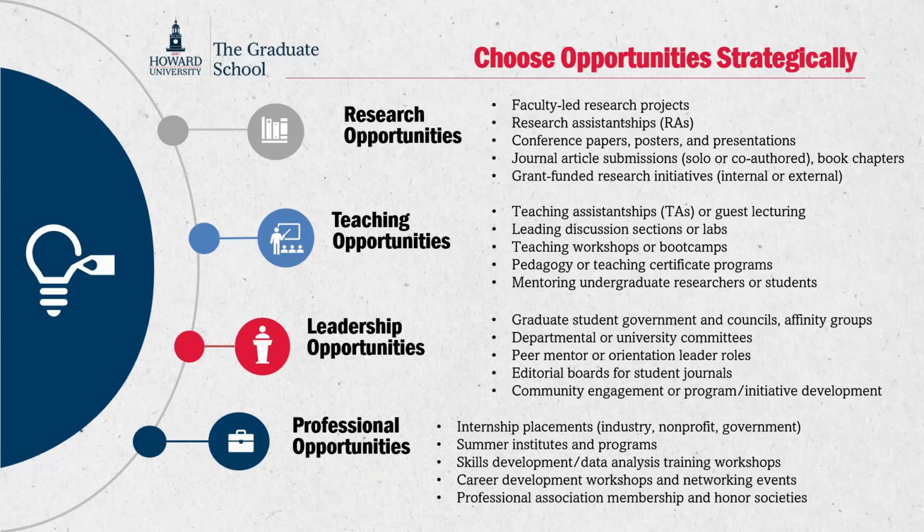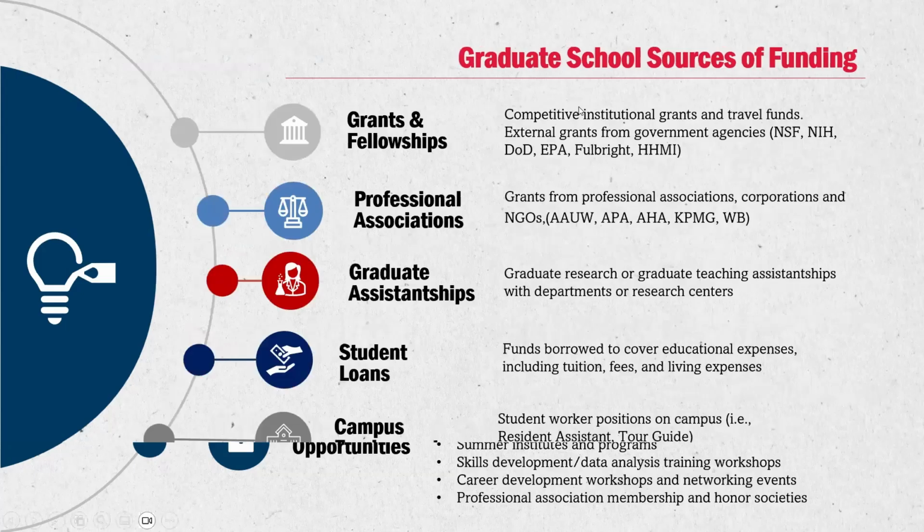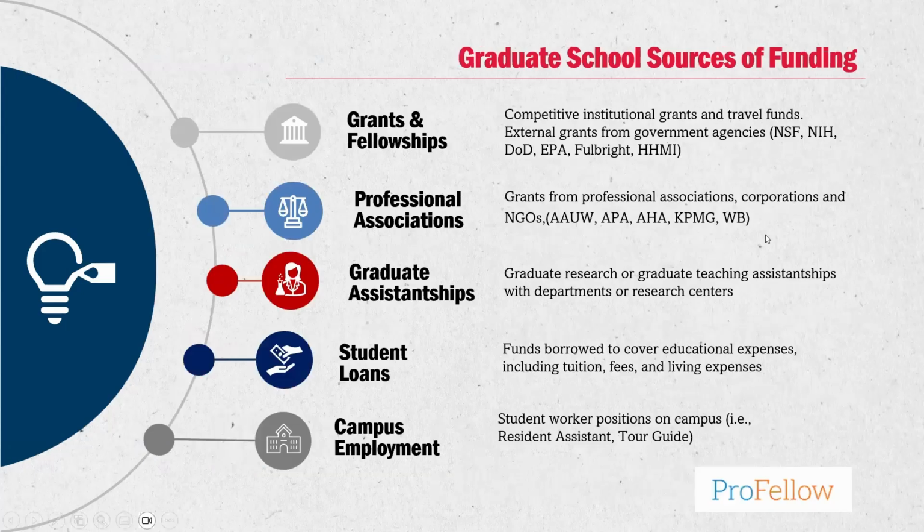Oftentimes, folks will look at this diversified portfolio of opportunities that you've taken advantage of to make the case for maybe a fellowship that you're looking to apply for. So they'll have a lot to work with for their letters of recommendation. And you can't do everything. You can't be everything to everyone. So you want to make sure that you're choosing strategically and keeping in mind your time and balancing work and life. The other thing to think about is graduate school sources of funding.